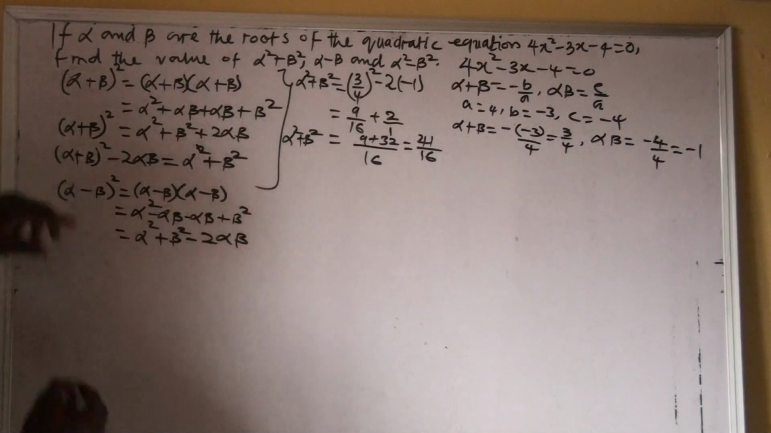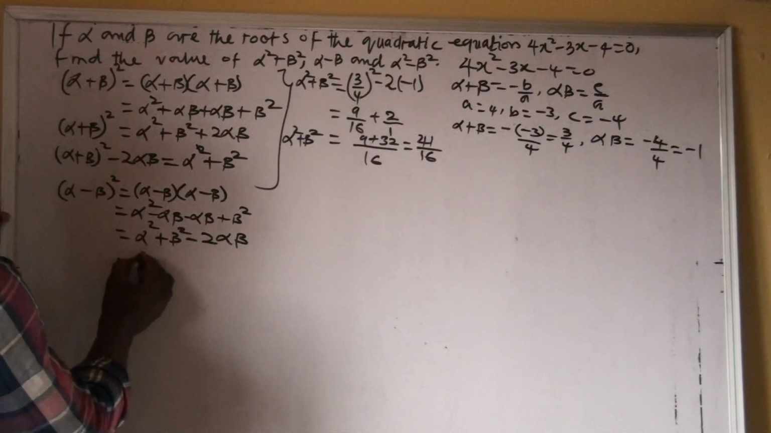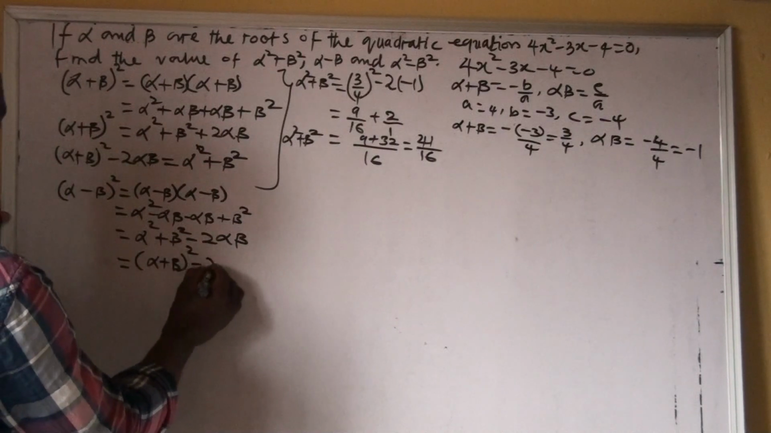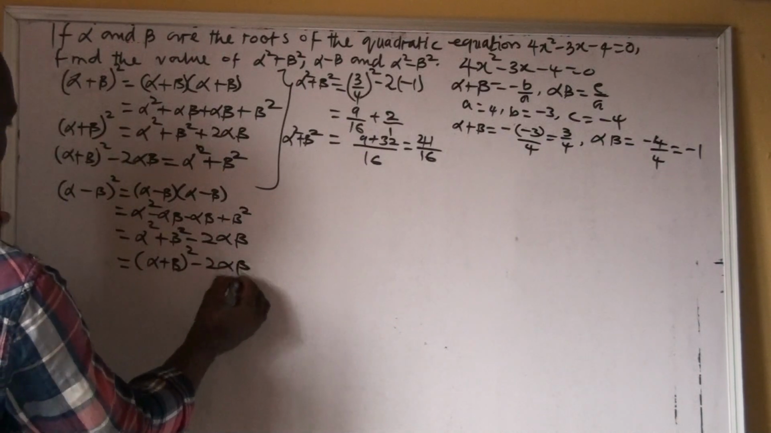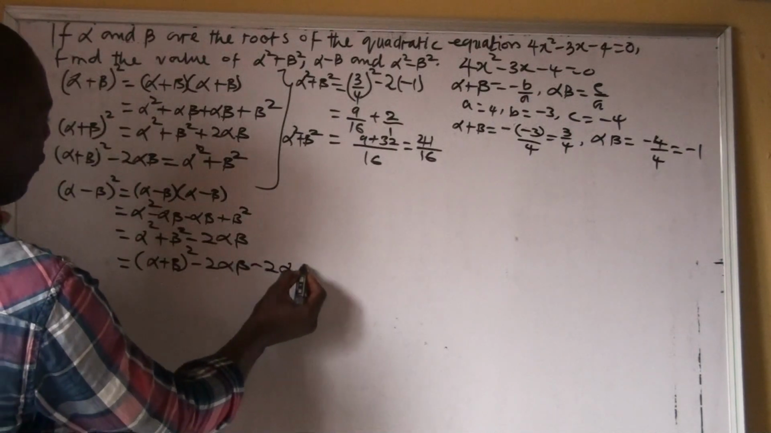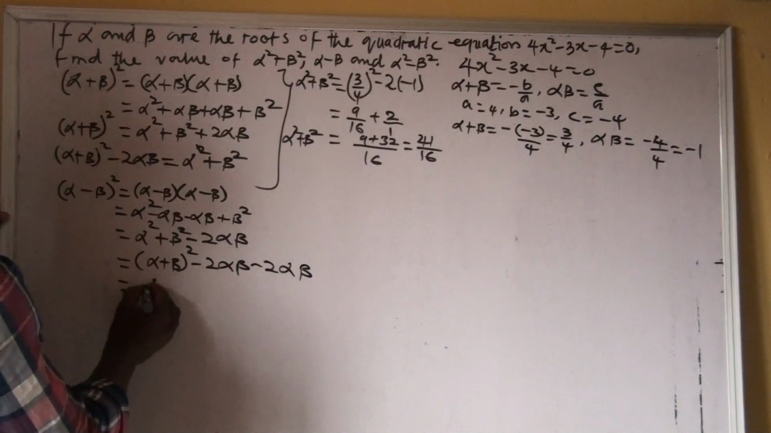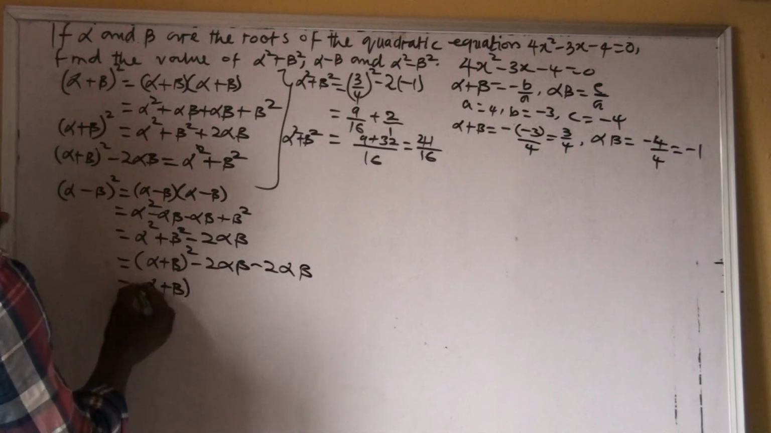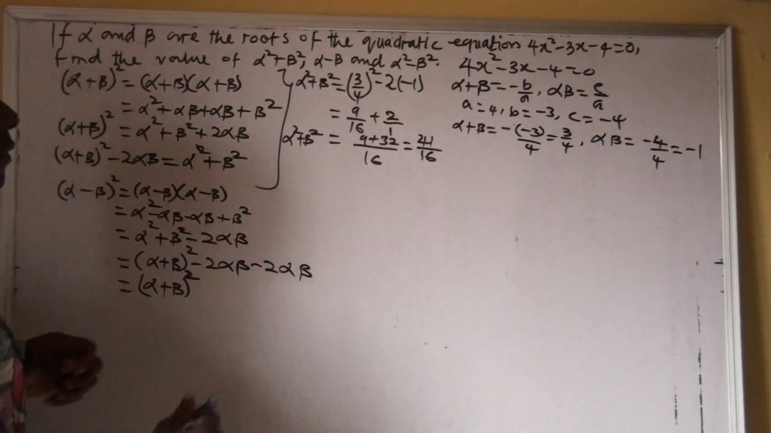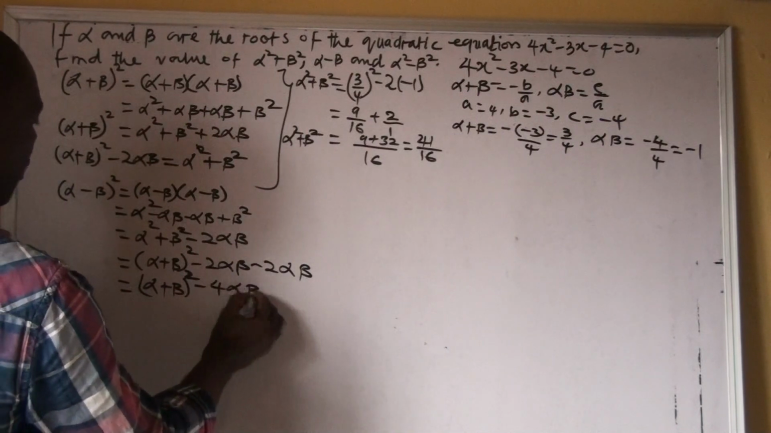So we substitute in place of alpha square plus beta square, alpha plus beta all square minus 2 alpha beta. Here we have minus 2 alpha beta, and we put it here, minus 2 alpha beta. So here we have alpha plus beta all square minus 2 alpha beta minus 2 alpha beta, that will eventually give us minus 4 alpha beta.